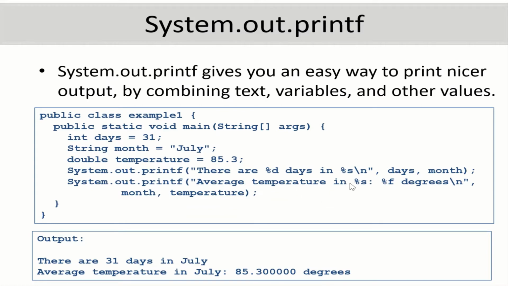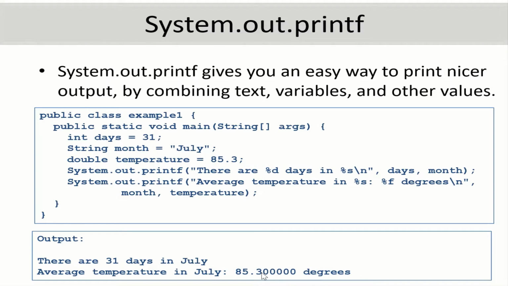System.out.printf, "Average temperature in %s: %f degrees\n". That's again another string, colon, and then %f. F is double. Anything that has to do with decimal places will be catered to by %f. Then \n, and the value of our %s will be filled by the variable month, and the value of our %f will be the value of temperature, which is 85.3. So as expected, the output will be: there are 31 days in July. Average temperature in July is 85.3000 degrees.